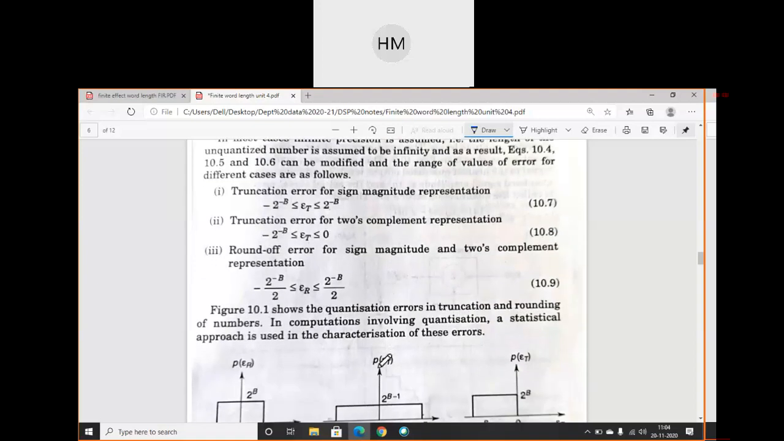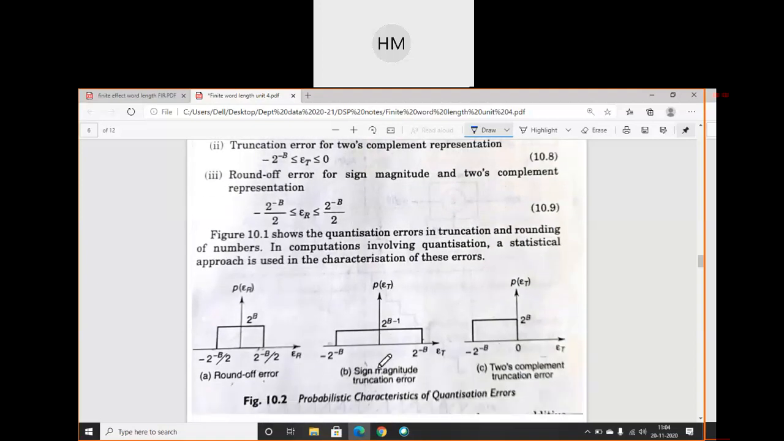In computation involves, now draw this graph. This is showing you the probabilistic characteristics of quantization error. In power density equation we are writing. So the graph is like your unit sample.